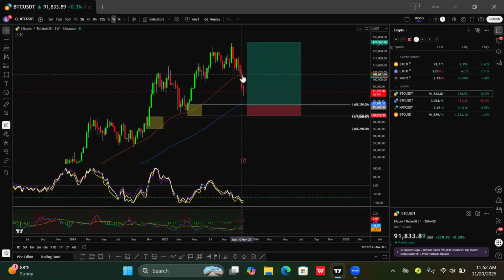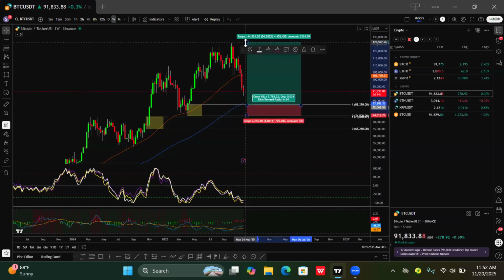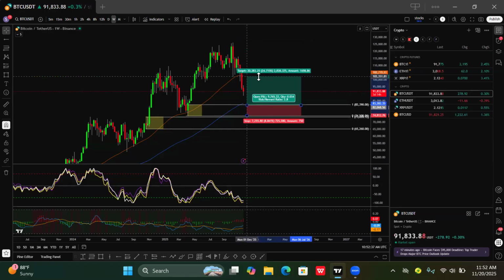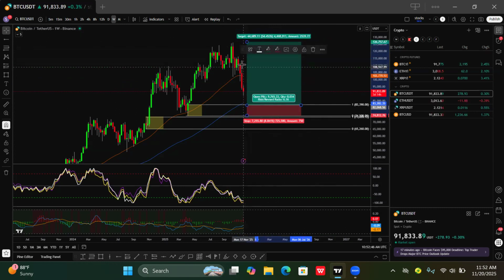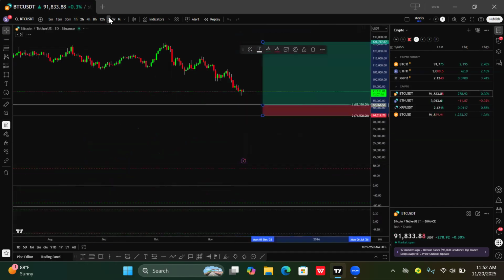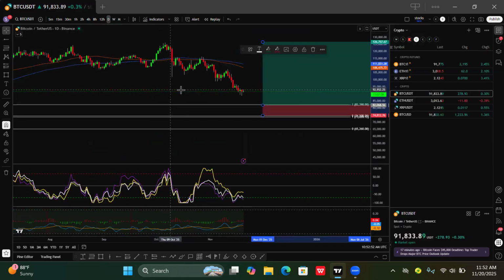We've lost the 50-week moving average. If you want to take your trades back to the 50-week moving average, this would be nice. But I would definitely look to hold if we close above this. So now let's go to the daily time frame to see if we can find any zones on there.